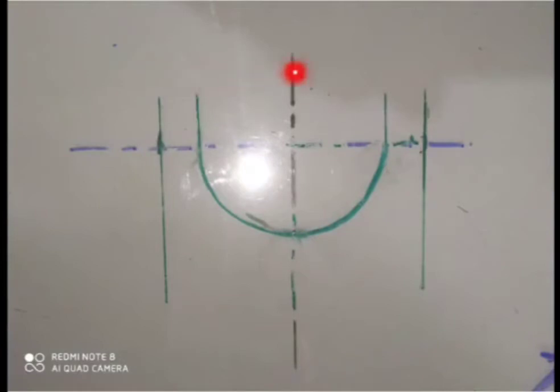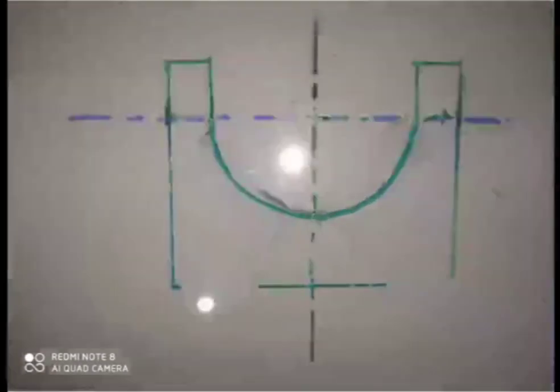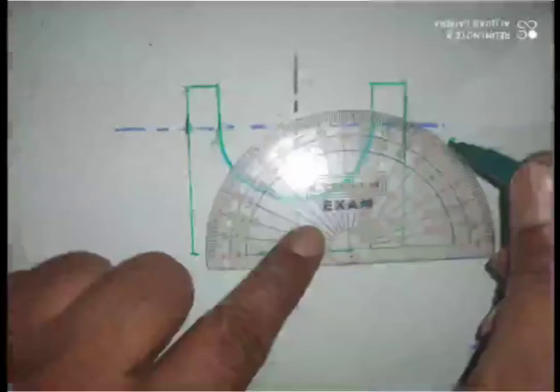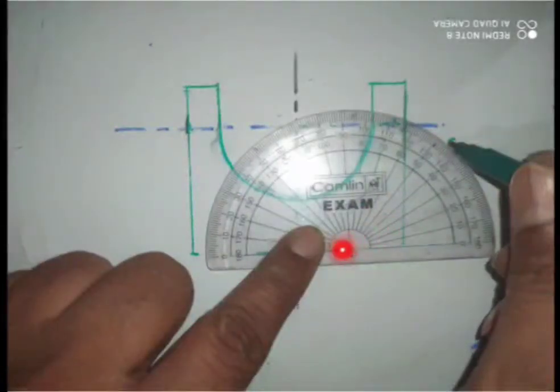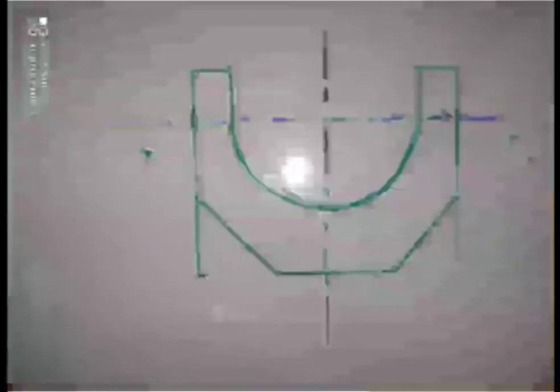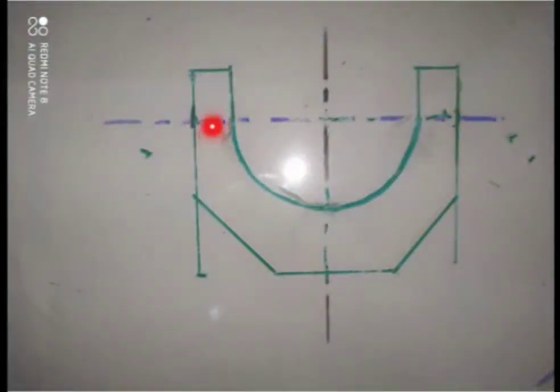Then I have taken this end to end distance as 75 mm. So 37.5 mm on this side, 37.5 mm on this side. I have drawn one projection line here. What is the total length from this end to this end? They have given the total length as 50 mm. I have taken the 50 mm length and I have drawn the 30 mm, 15 mm on either side of this. Next, they have given 45 degrees, I have marked 45 degrees on both sides, and I have completed the left hand side view.